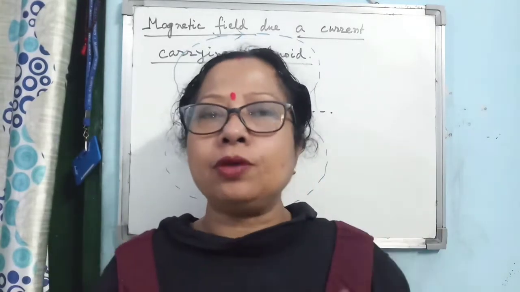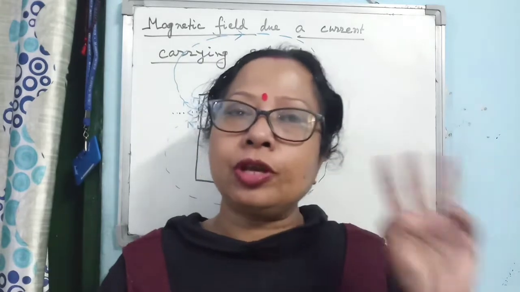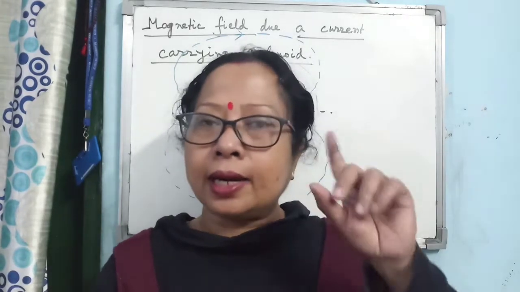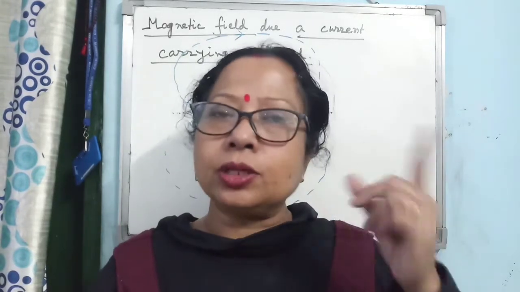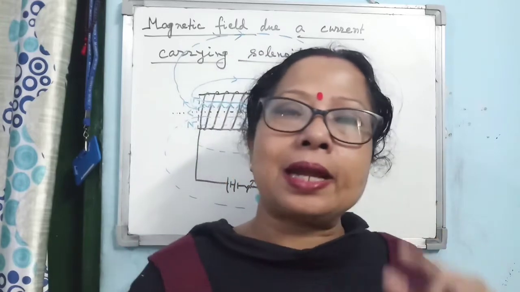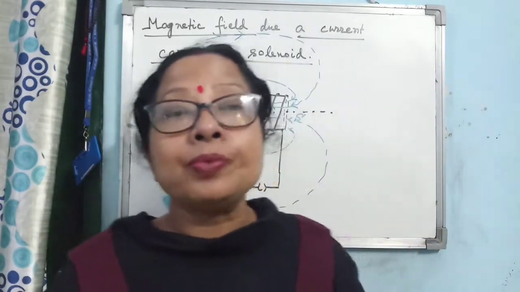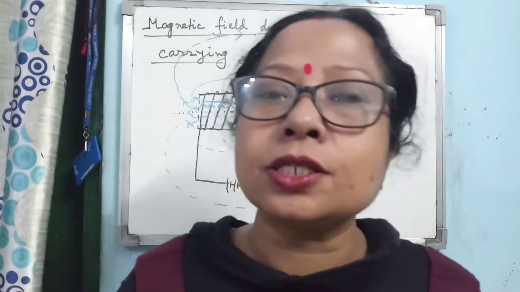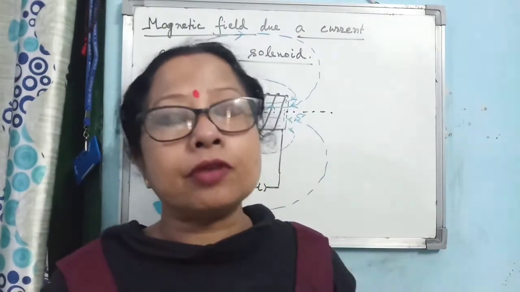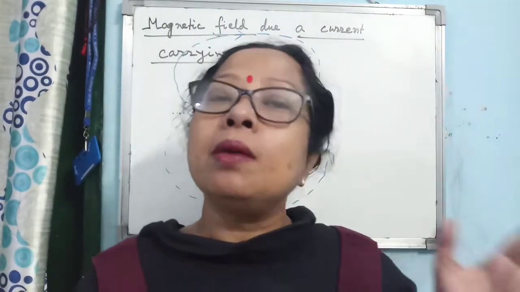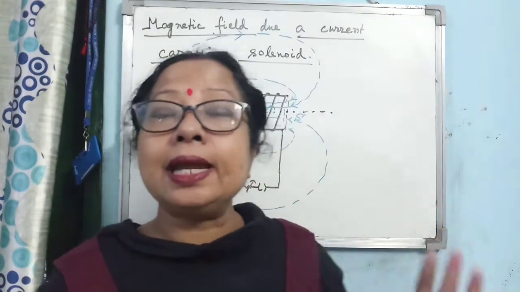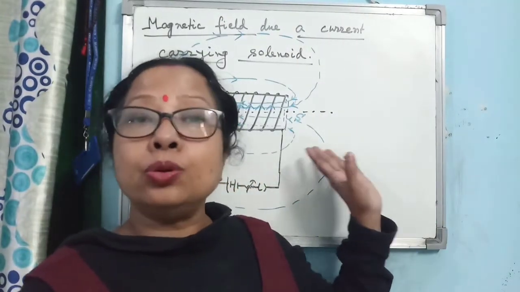Magnetic field produced by a solenoid depends on three factors. First factor, current. If current through the solenoid increases, magnetic field increases, and vice versa. Second point, if the number of turns of the solenoid increases, magnetic field increases, vice versa. Third point, material of the core used within the solenoid.